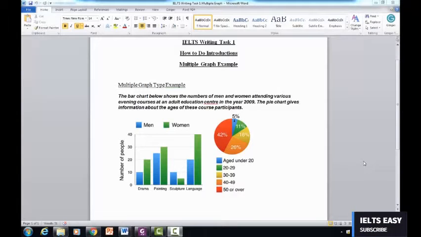Okay, so now let's take a look at another example of how to do the IELTS introduction. And for this one, we're looking at a situation where we have two charts. Right here we have a bar chart that's talking about men and women, and we have a pie chart. A lot of students ask me, how do you do it if you have two charts? Does your strategy change?